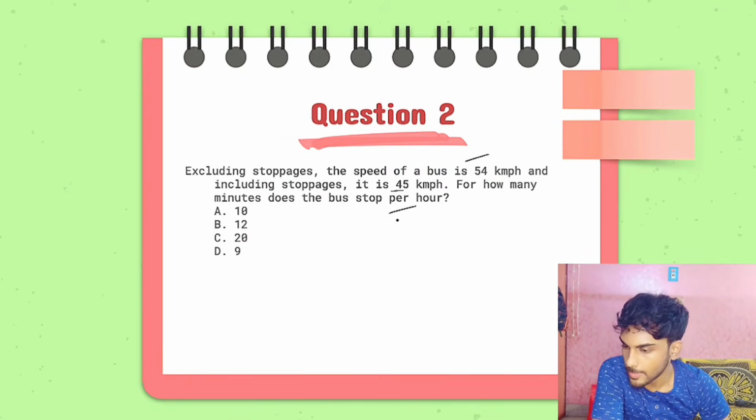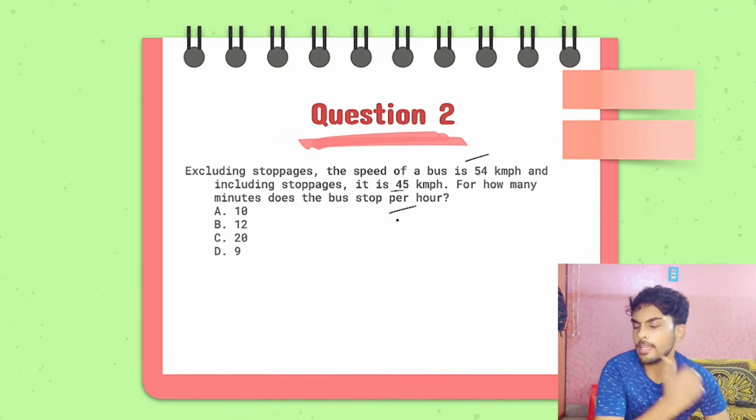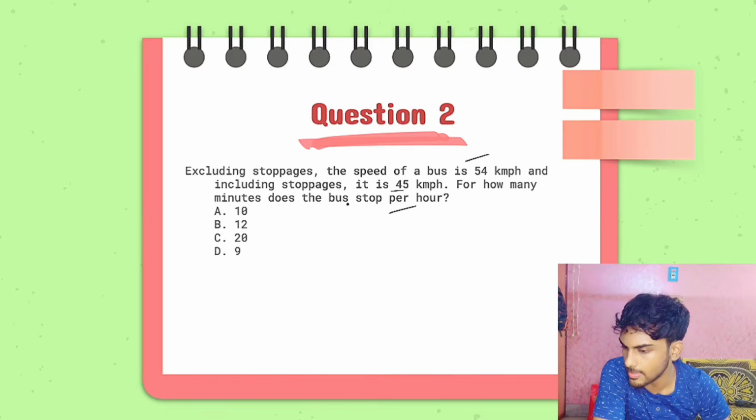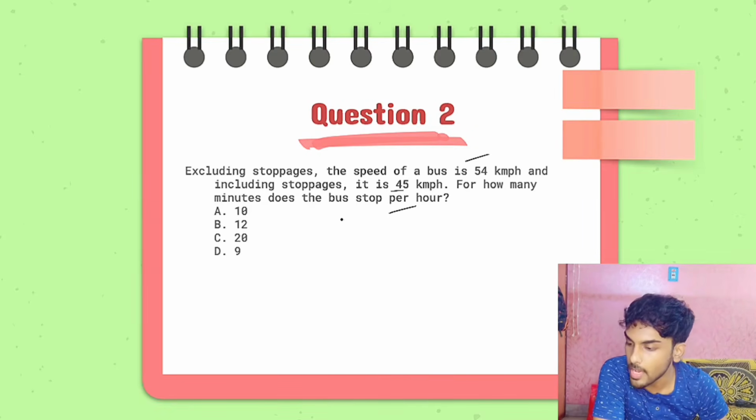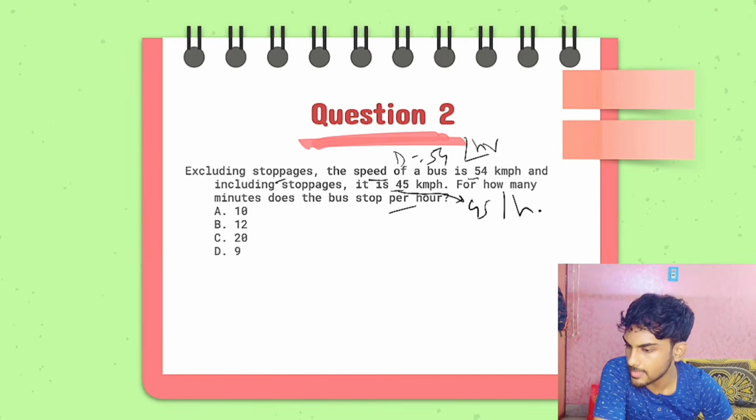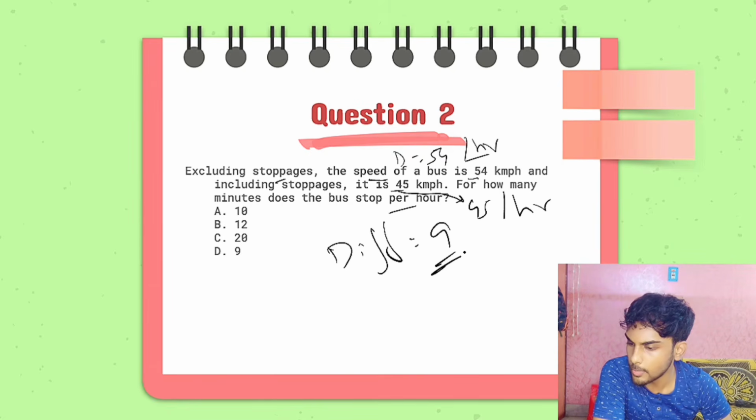Okay. So here, once again, we can find out the difference in speed. In 1 hour, try to understand, excluding stoppages, the speed of the bus is this much. So the distance traveled here is 54 per hour, right? And including stoppages, this is 45 per hour. This is the difference. If you find the difference in speed, it becomes 9. 9 kilometers is the difference.